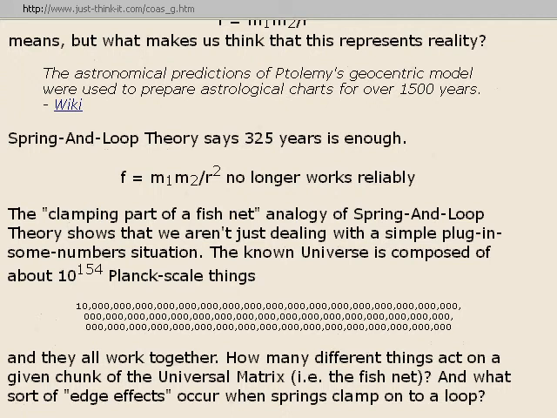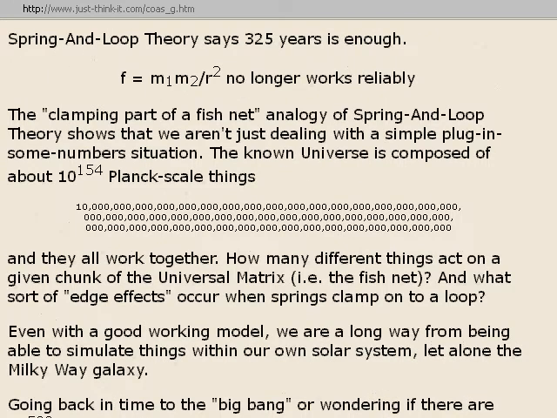The clamping part of a fishnet analogy of spring and loop theory shows that we aren't just dealing with a simple plug-in some numbers situation. The known universe is composed of about 10 to the 154 Planck scale things. That's 1 followed by 154 zeros. All of these things work together. How many different things act on a given chunk of the universal matrix, i.e. the fishnet, and what sort of edge effects occur when springs clamp onto a loop?